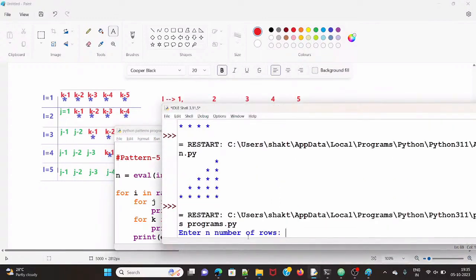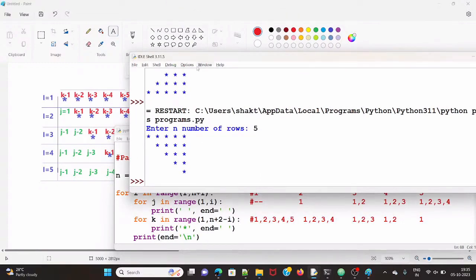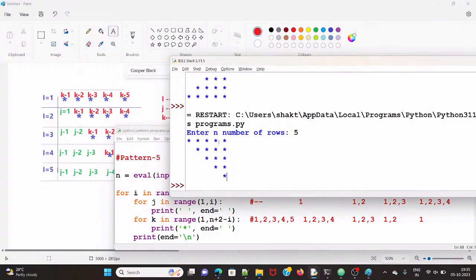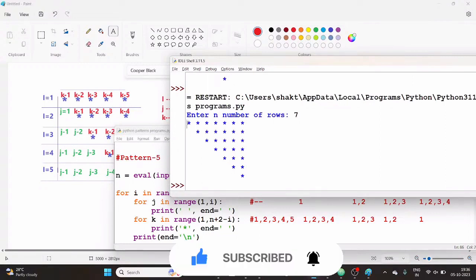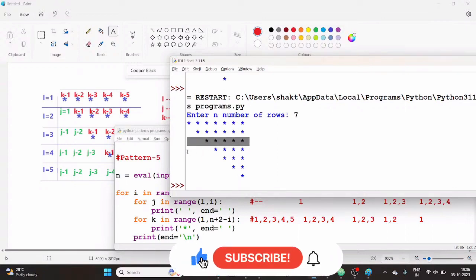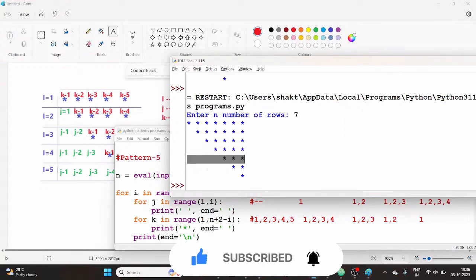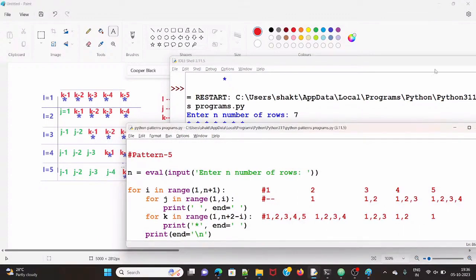All of you observe. Let's take 5. This is yesterday's one, okay? Now you see, this is the result that came. Everybody clear on this one? Suppose you take some other number, for example, 7. Then first 7 stars came, then 1 space, 6 stars, then 2 spaces, 5 stars, then 3 spaces, 4 stars, 4 spaces, 3 stars, then 5 spaces, 2 stars, 6 spaces, 1 star, like this. All of you, let me know. Everybody clear on this one?